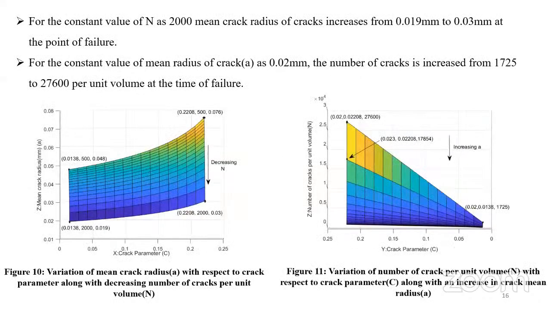So the next two graphs show the variation of crack parameter, keeping the third variable constant. For figure 10, for a constant n value of 2000, the mean crack size increases from 0.019 to 0.03. The values can be computed for other constant values of n also. Thus, in this case, no new cracks are generated, but the initial cracks increase in size till failure. In figure 11, for a constant mean radius of crack of 0.02, the number of cracks increases from 1725 to 27600 per unit volume. This can be calculated for different values of constant mean radius also. Thus, in this case, new cracks are formed at each load step with constant mean radius till failure. These are the two observations with some assumptions.